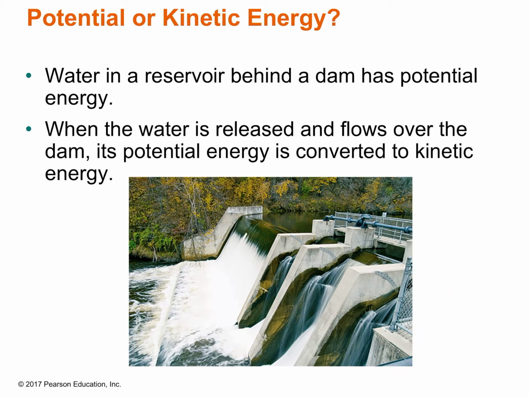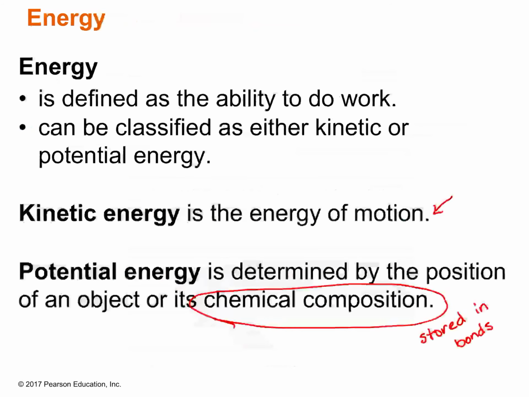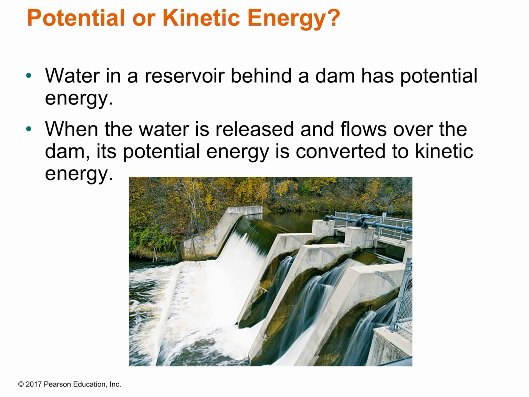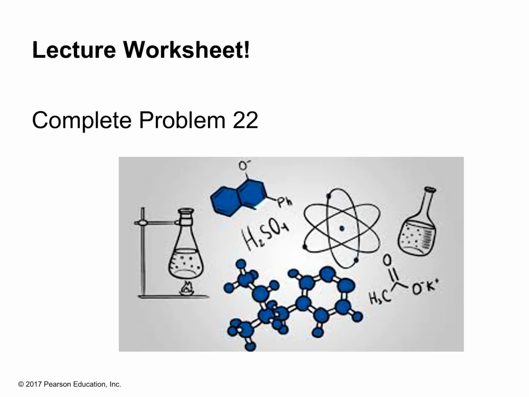It will flow over the dam, and we can use some system to harness that potential energy and convert it to kinetic energy. And we can use it to do things, right? The potential, the ability to do work. We can use the energy to do things. So up here, this is potential energy, and as it flows, now the water is moving, so it has kinetic energy.